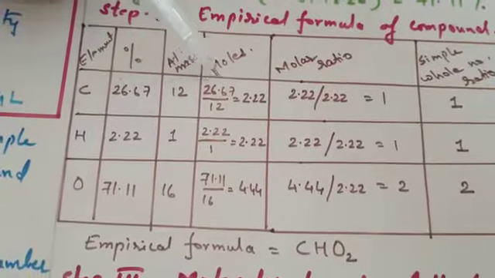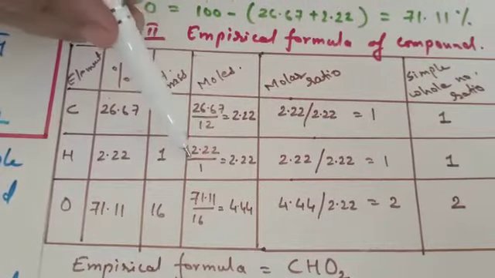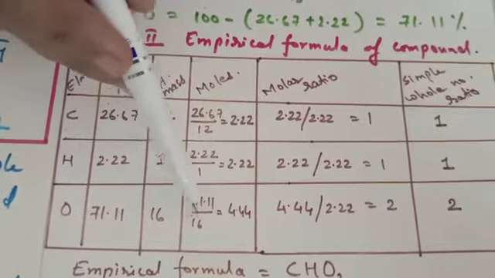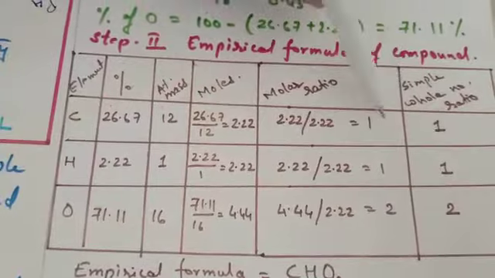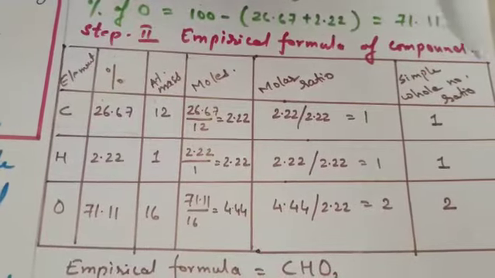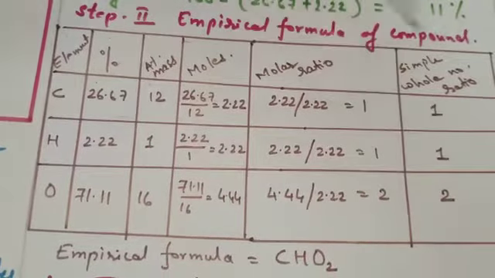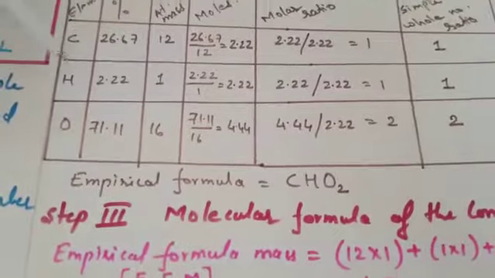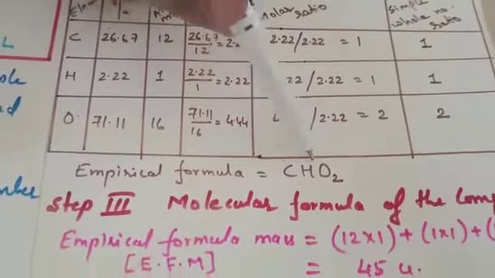Moles: 26.67 divided by 12 comes to be 2.22. 2.22 divided by 1 comes to be 2.22. 71.11 divided by 16 comes to be 4.44. Hence the molar ratio comes to be 1 : 1 : 2, whereas the simple whole number ratio also comes to be 1, 1, 2. So the empirical formula of the compound comes to be C1, H1 as well as O2. Here I have written CHO2.